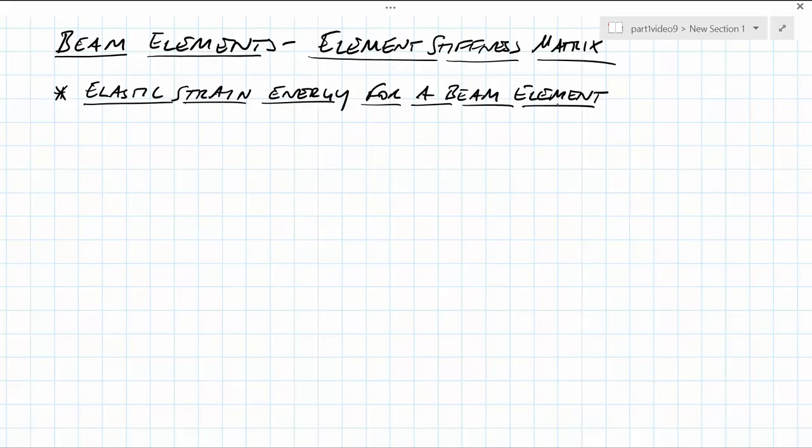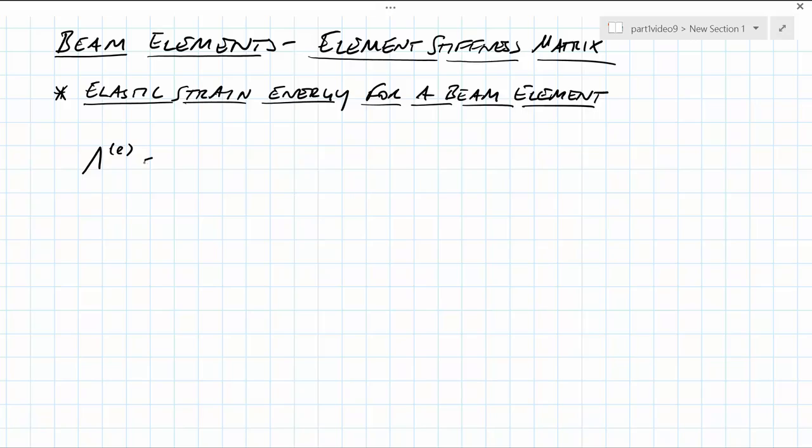In this video, you'll learn how the expression for elastic strain energy derived in the previous video can be used to form the beam element stiffness matrix. Recall from the previous video that the elastic strain energy for a beam element is given by the following expression.